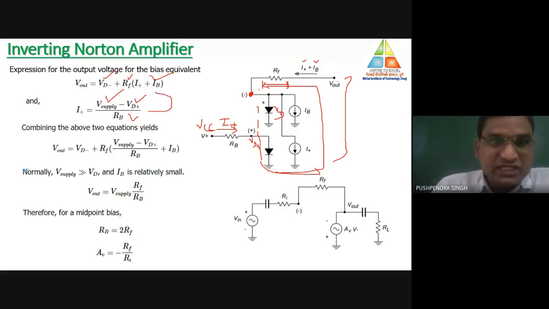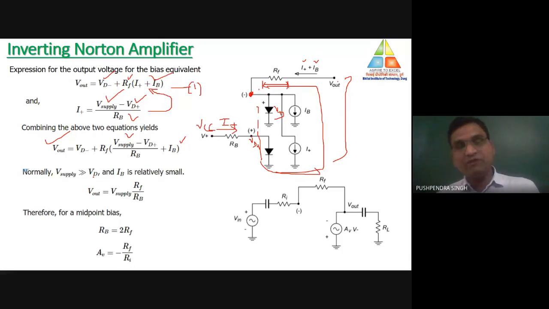Now substitute this I plus in equation number 1. Output is equal to VD plus RF times (V supply minus VD divided by RB, plus IB). Now the supply voltage is approximately 12 volt, as I told you, when we are using the Norton's amplifier for experimental purposes: plus 12 volt. And the diode voltage is 0.7 volt, which is much lesser compared to the supply voltage, so here we may neglect the diode voltage.